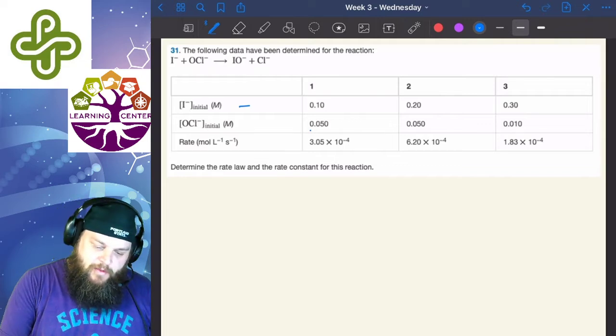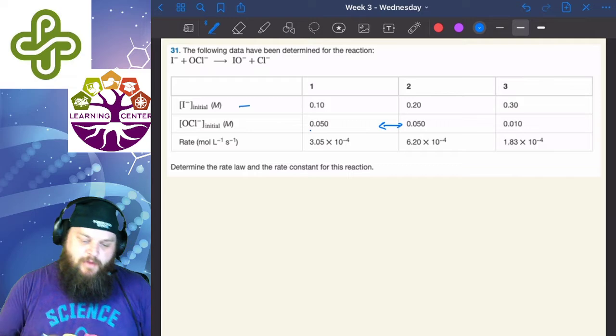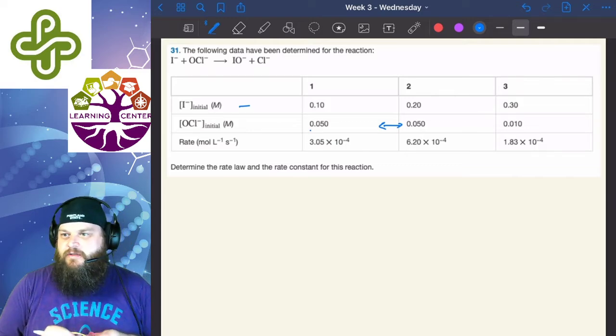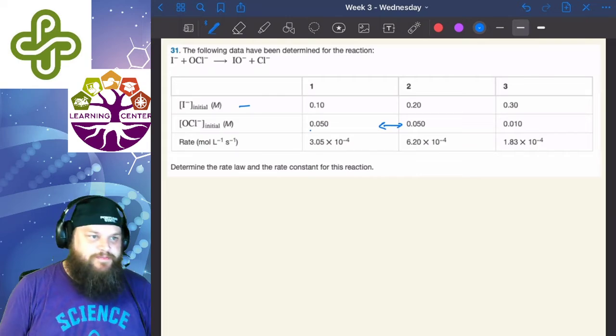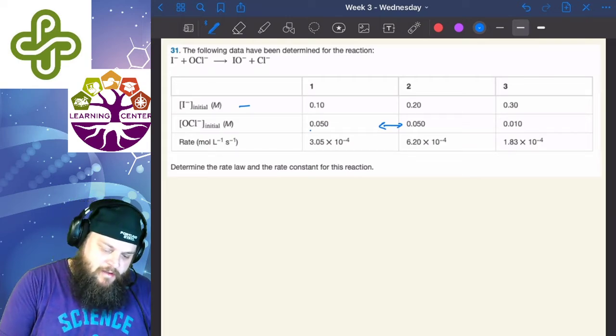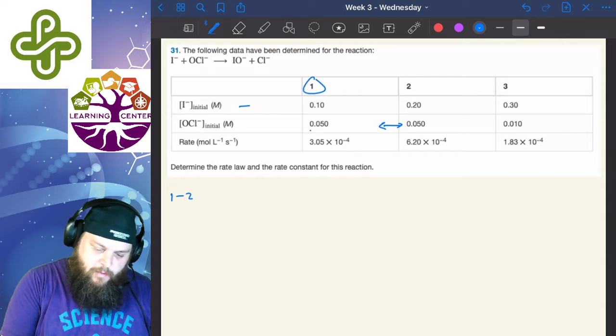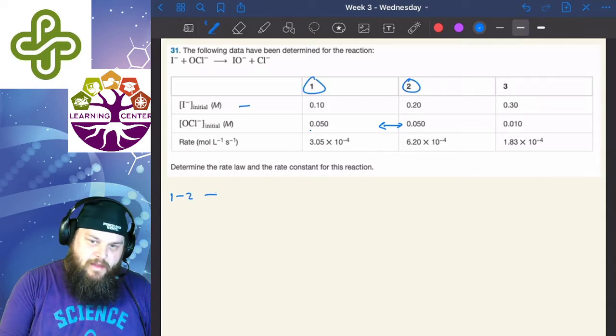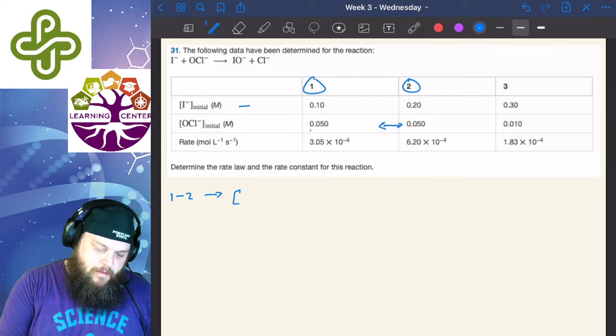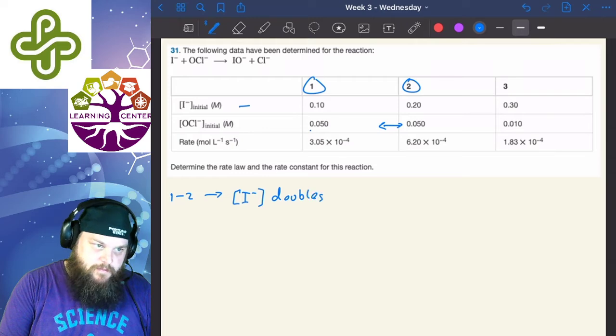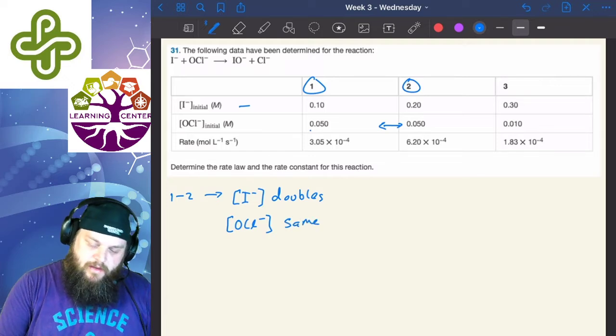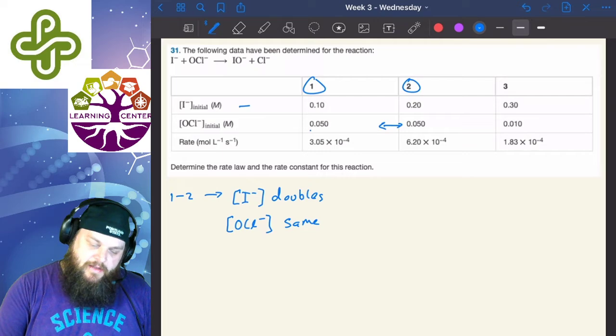But we can look at these first two and see that the OCl minus doesn't change in those two. So we can use that to determine what the order of iodide is. So let's go ahead and do that. Looking at stages 1 to 2, we can see that the concentration of I minus doubles, where the concentration of OCl minus is the same. So we can determine our change in the rate as well.